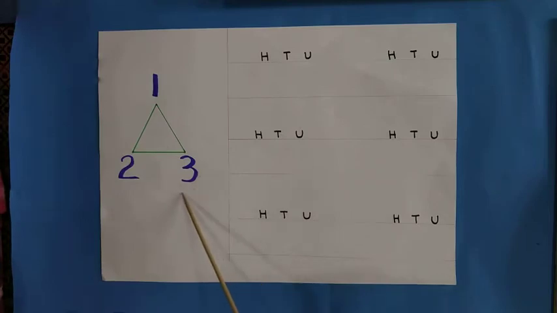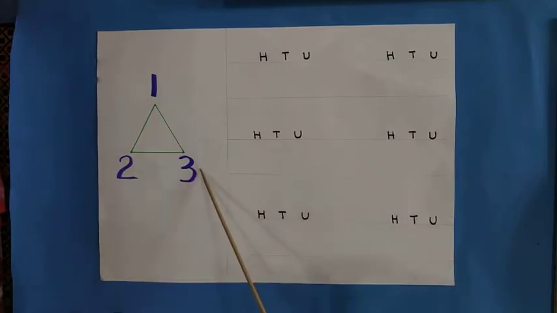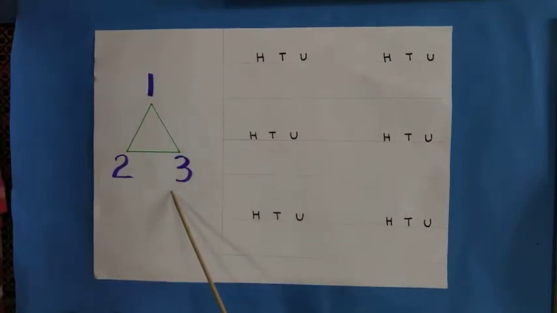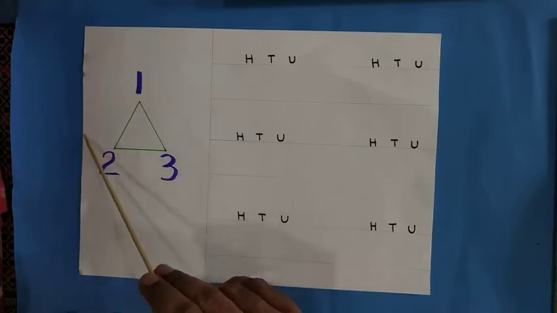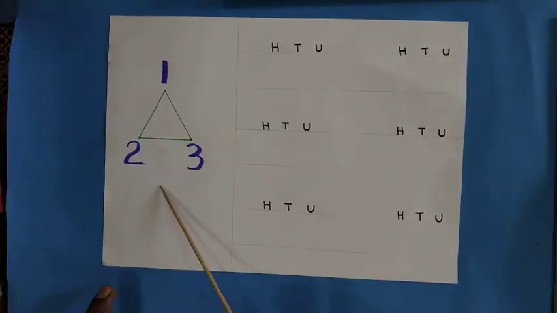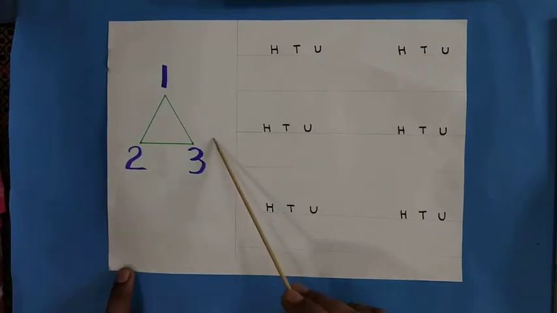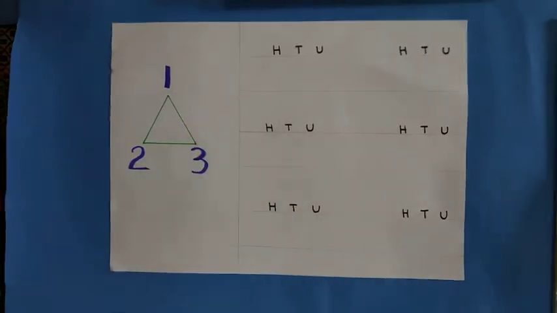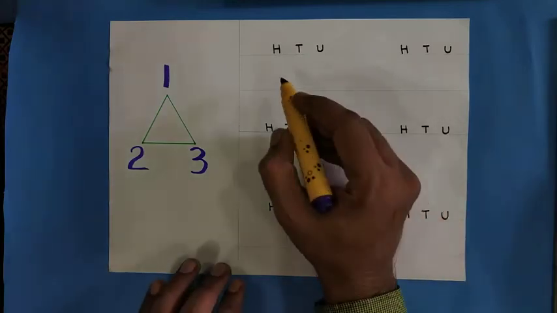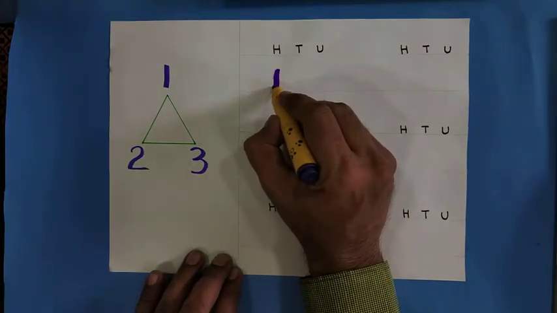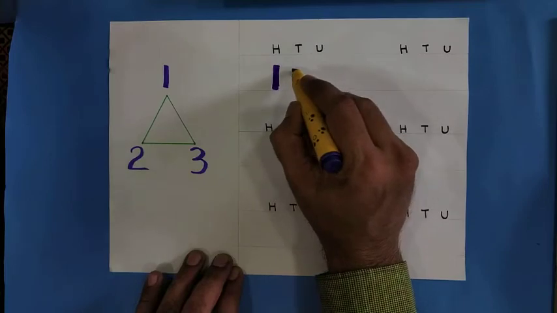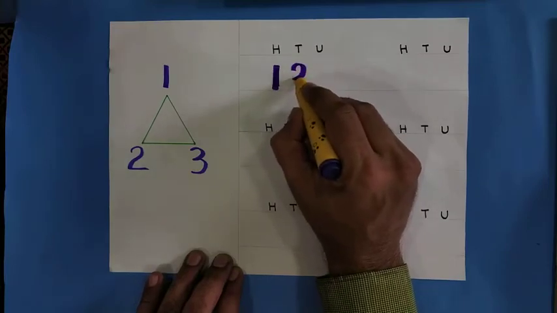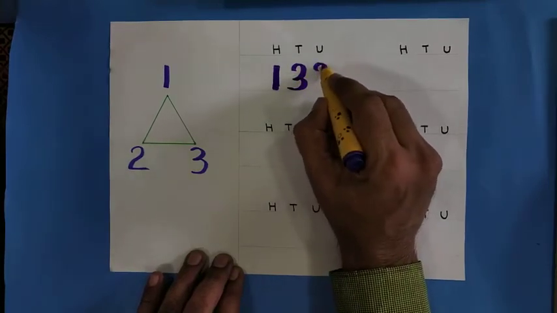Clockwise means like this. If you take the numbers in this manner, it is called clockwise. If you take it this way, then it is called anti-clockwise. So first we'll take the clockwise. We follow clockwise first. Here first we write 1 at the 100 place, 1, then 3, then 2.